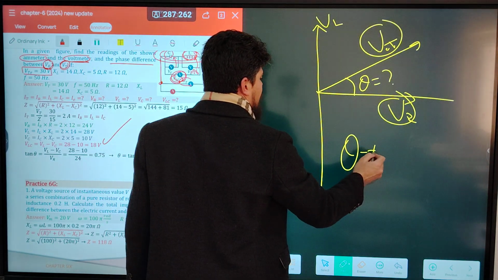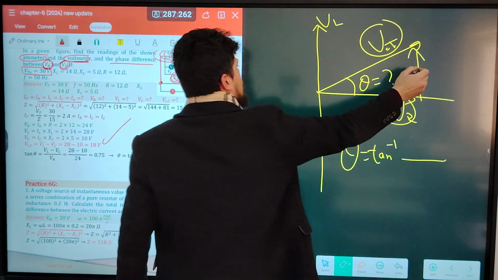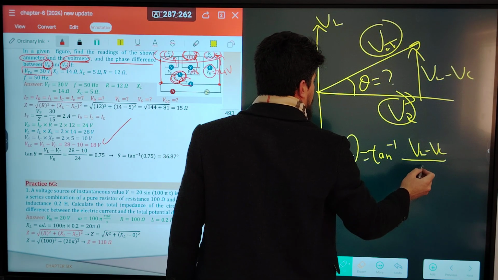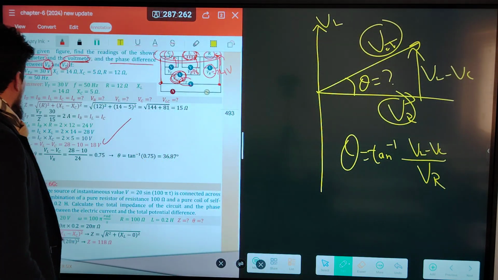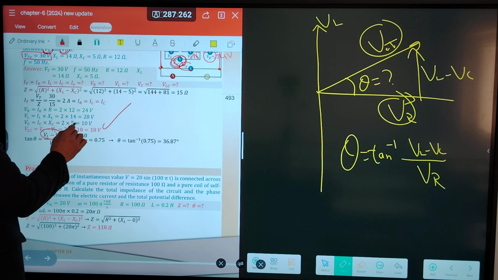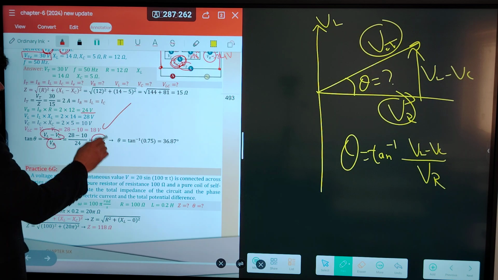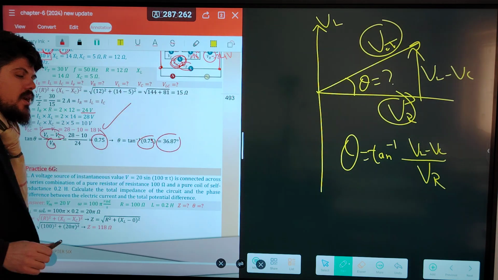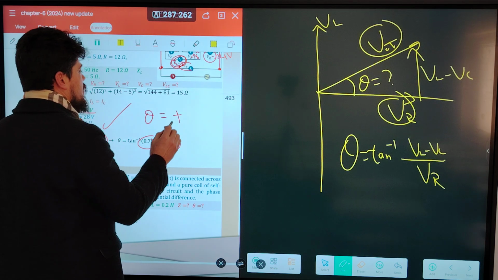Theta is equal to what? Pythagorean theorem, guys. What we have in opposite? VL minus VC. Adjacent, VR. Do we have VL minus VC? Yes. VL 28, 10 is equal to 18. Divide by VR, 24. Is 0.75. Tan inverse 0.75, 36.87.